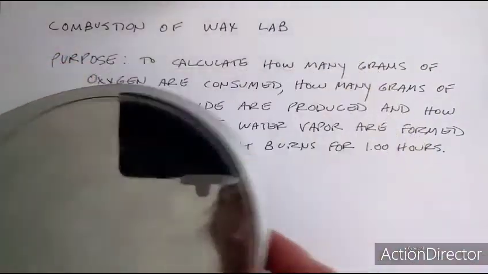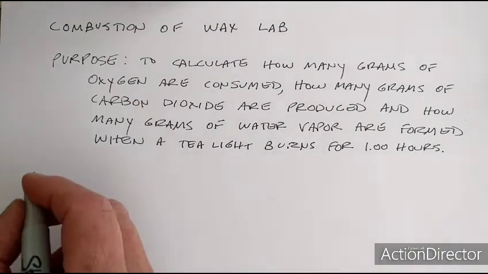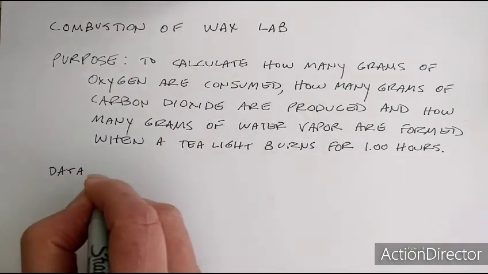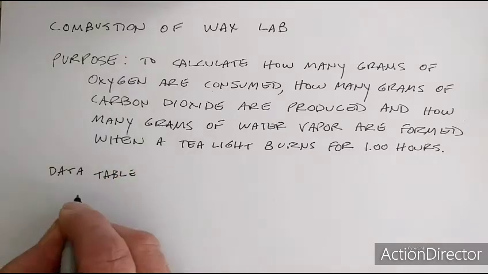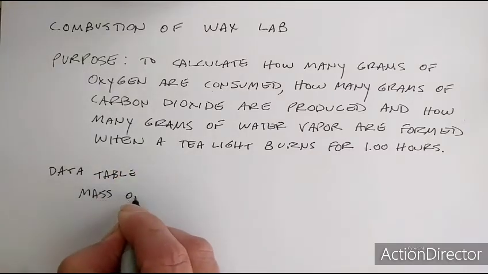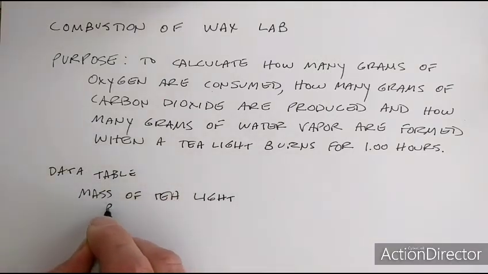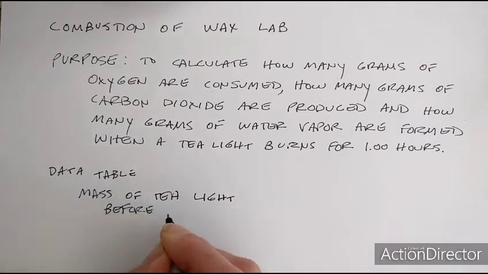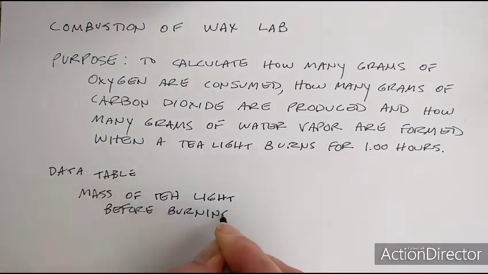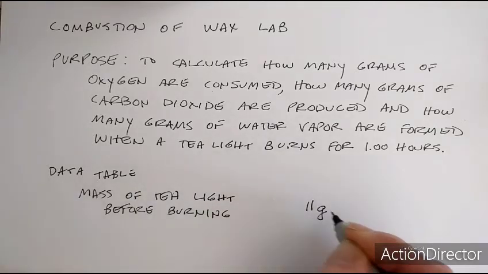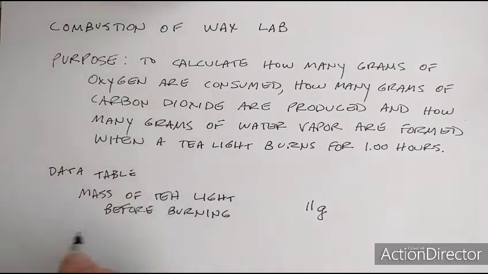So let's make a data table for that. So this is our data table. We need the mass of the tea light before burning. And we just saw that that was 11 grams. Okay, and then let's just make our next entry. We're also going to need the mass of the tea light after burning.